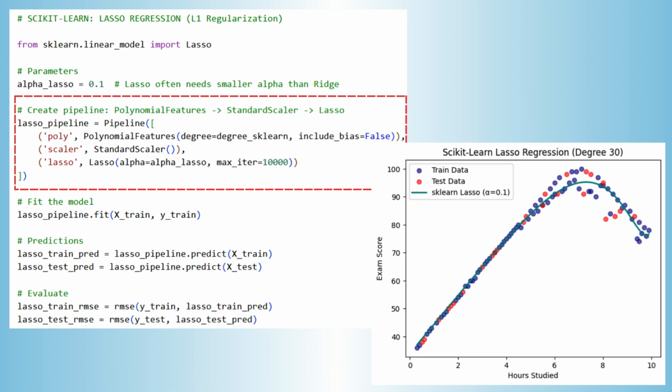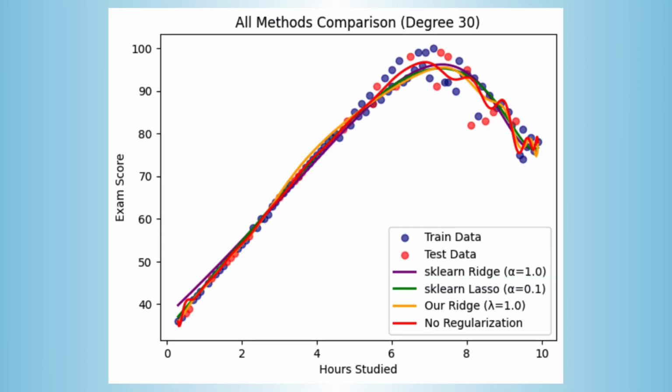Now, let's see the full picture. Let's put everything on one graph. The red line minimizes the error but fails to learn. The green and purple lines accept a little bit of error to gain a massive amount of stability. This is the trade-off. We pay a penalty in training accuracy to gain performance on the new data.